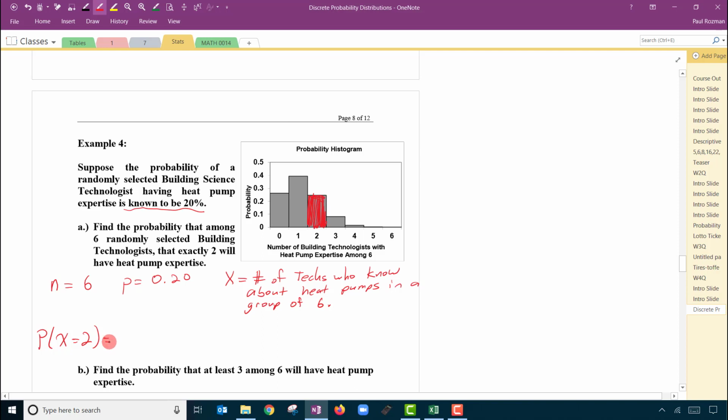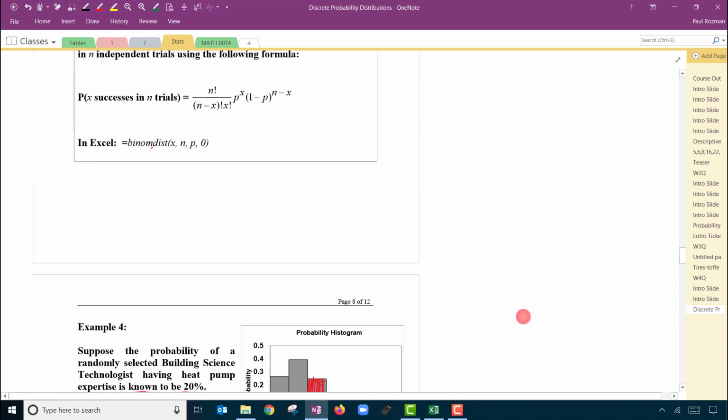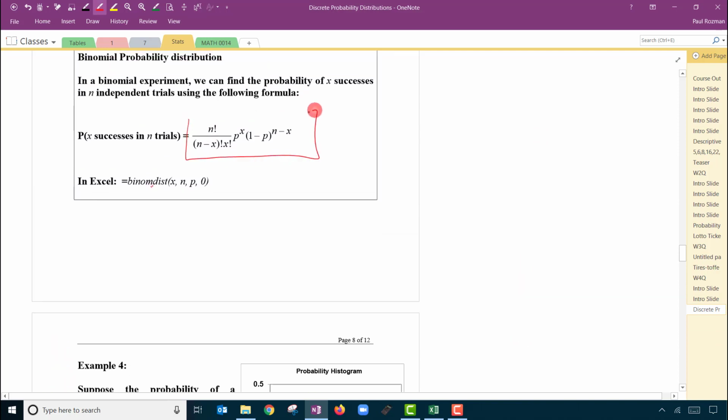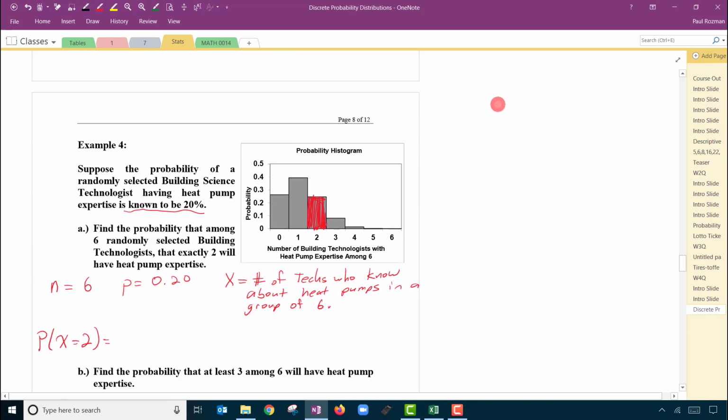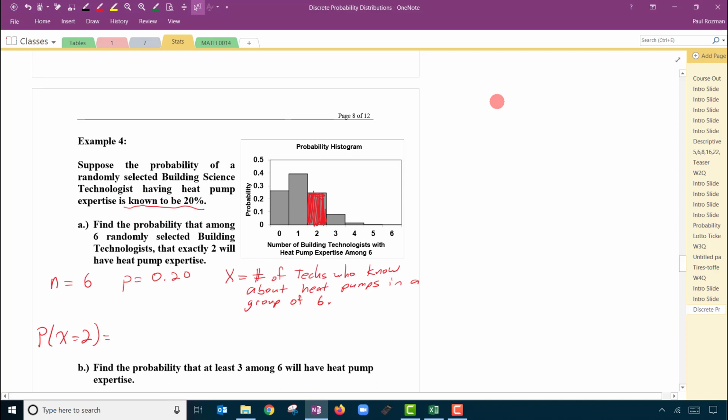In order to do the calculation, we're basically going to use the formula that's above, which is on your formula sheet. Now, I think we can kind of reason this out without using the formula. Leave yourself a little space here, and then we'll start figuring this thing out. If there's a 20% chance of being successful, how many successes do I need? Well, I need 2 of them.